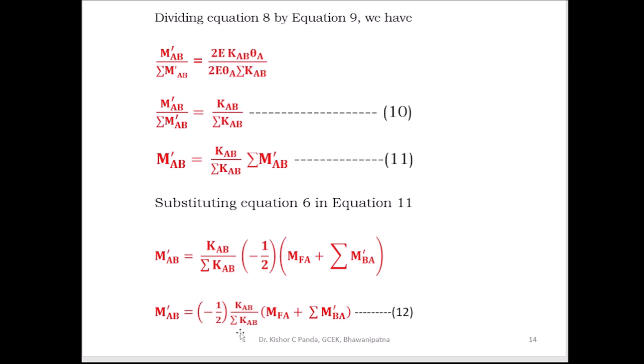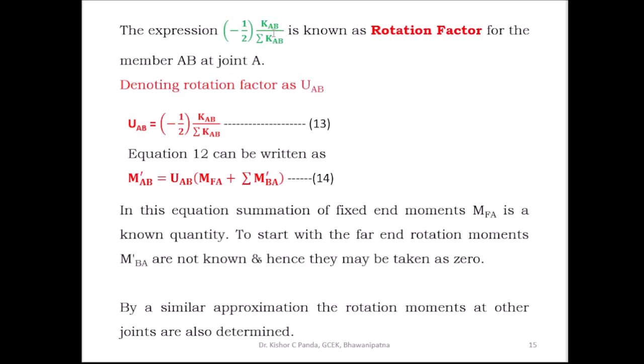In this expression, minus half KB by summation of KB is called the rotation factor. The expression minus half KB by summation of KB is known as the rotation factor for the member AB at joint A. Denote the rotation factor as UAB. So UAB is equal to minus half into KB divided by summation of KB. This is expression 13.